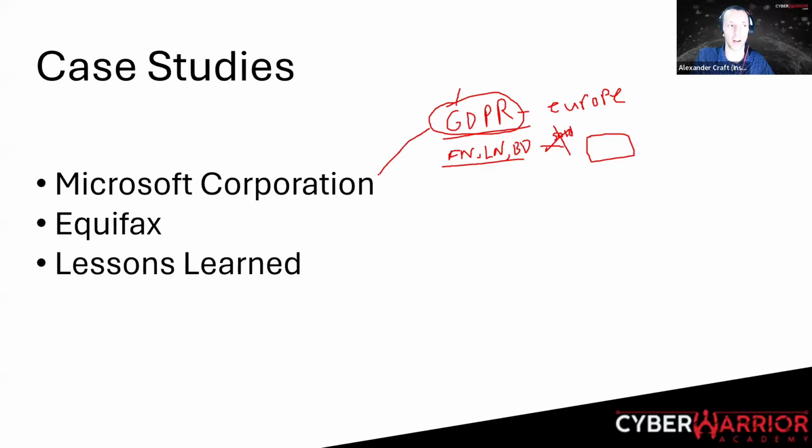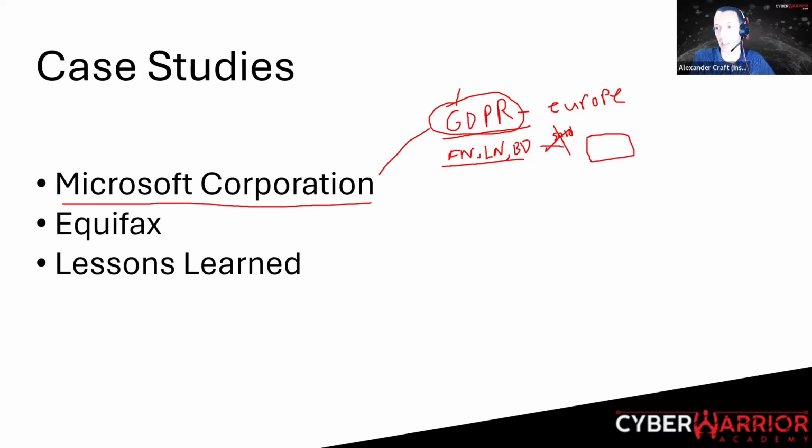So the granularity of Microsoft Corporation's introduction of Entra ID and other technologies like that enabled them to be a lot closer to compliance with GDPR, because they're a multinational organization. So this was a really big boost to their organization. That was good. And then we have Equifax.